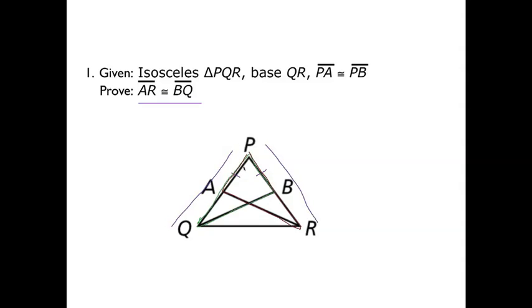Well, they both share an angle. If you look closely, they both have this angle P in them. So I can say that angle P is congruent to itself by the reflexive property. That's going to give me two sides and an angle. Specifically, two sides and an included angle. I'm going to be able to say those two triangles are congruent by side angle side, which will allow me to use CPCTC to state that AR and BQ are congruent.